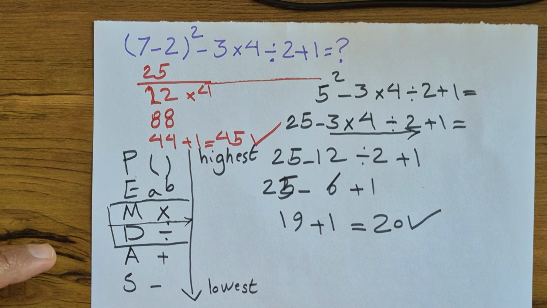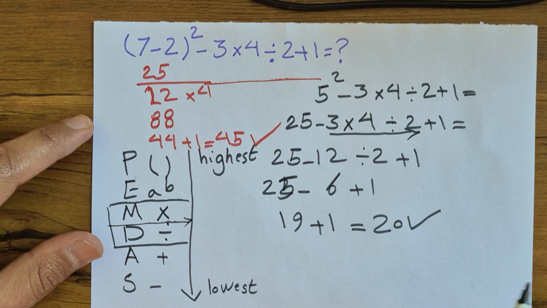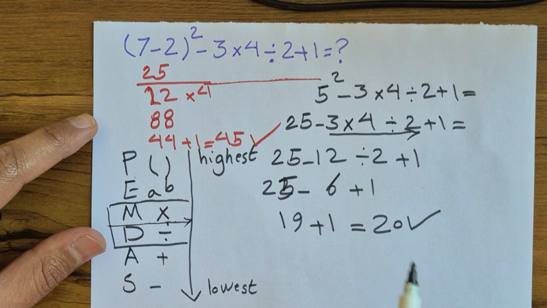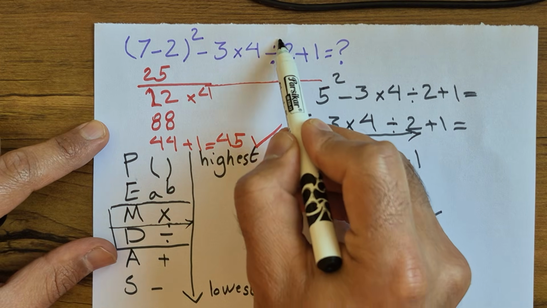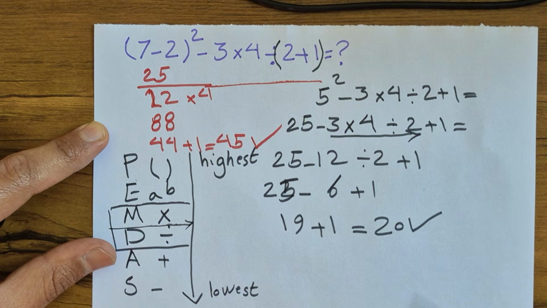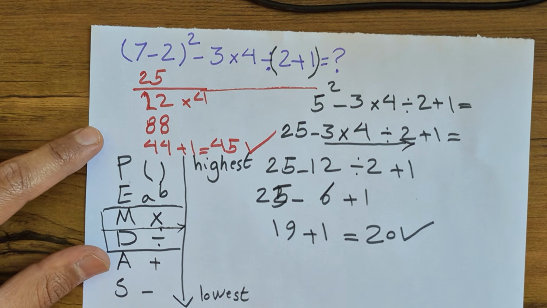Now, your mission, should you choose to accept it: what would the answer be if we had, let's say, 2 plus 1 inside a parenthesis?